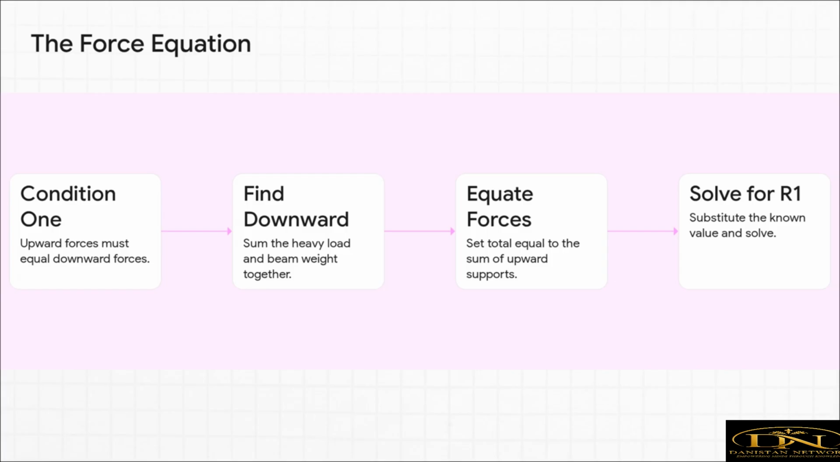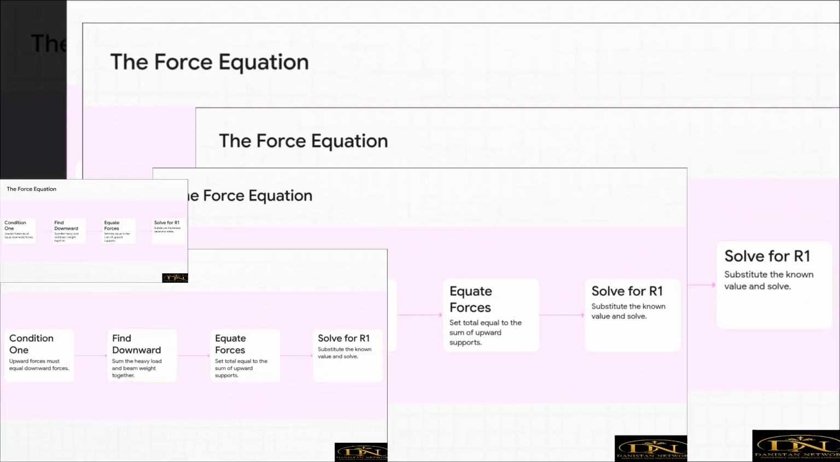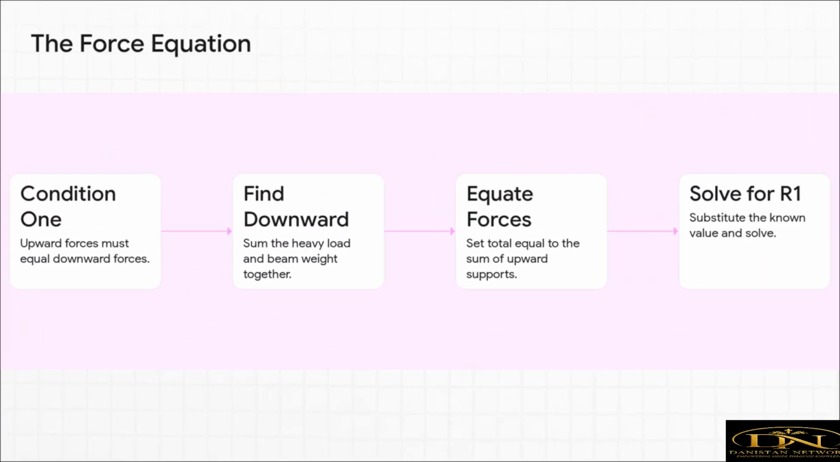Once we've got one side figured out, the rest is honestly a breeze. We just apply condition 1, linear balance. Our upward forces absolutely must equal our downward forces. The total weight pushing down is the 10-Newton load plus the 6-Newton beam, giving us 16 newtons total. Therefore, the 2 pillars pushing up have to combine to equal 16 newtons as well. Since we just figured out the right pillar is pushing up with 5.5 newtons, we just subtract that from 16. That means the left pillar R1 has to be pushing up with 10.5 newtons.